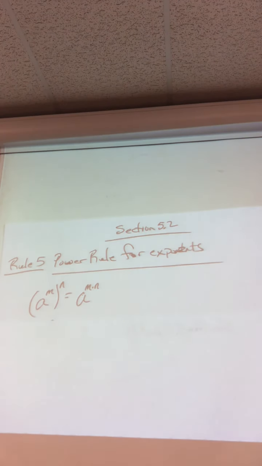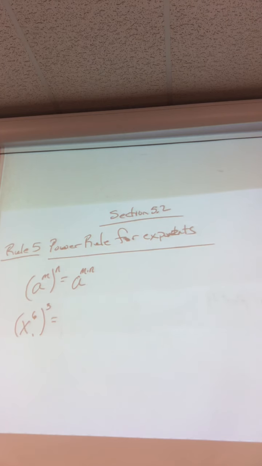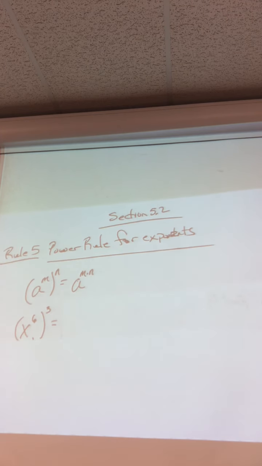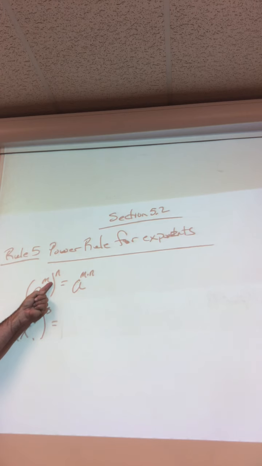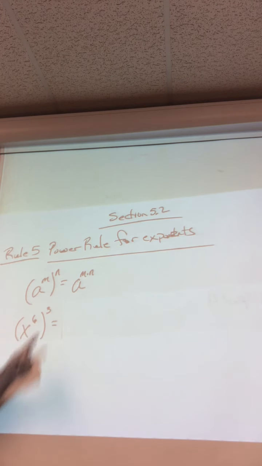So let me show you the first example. Now all I want you to do is just write the answer down. So x to the 6 to the third. If you use this rule, you keep the base and you multiply the exponents. So that would just simply be x to what? The 18th. So I want you to write x to the 18th. Go ahead and write that answer down. So this is x to the 18th.